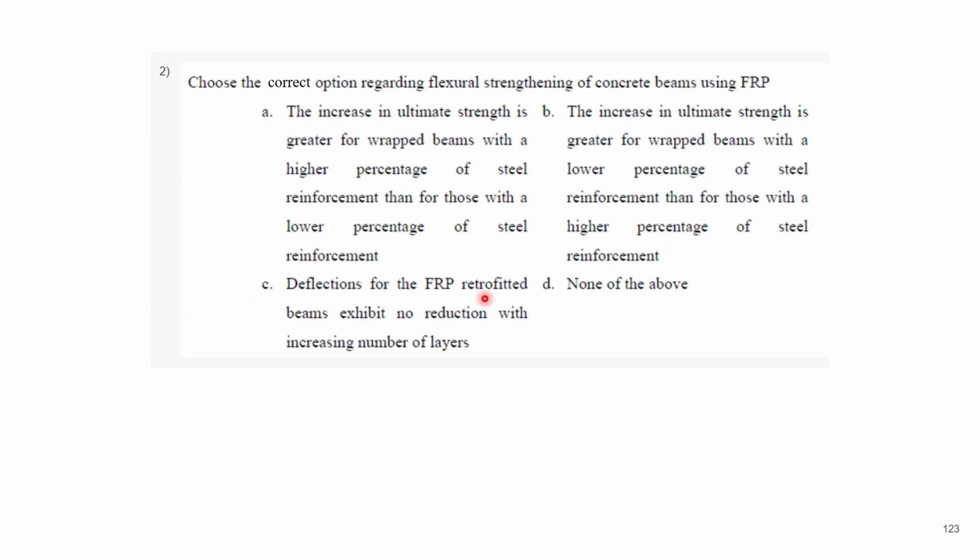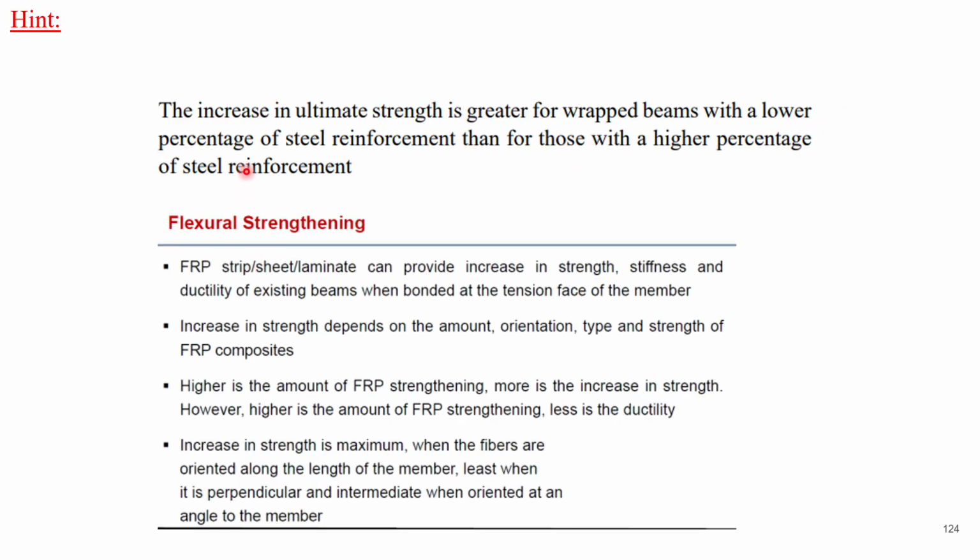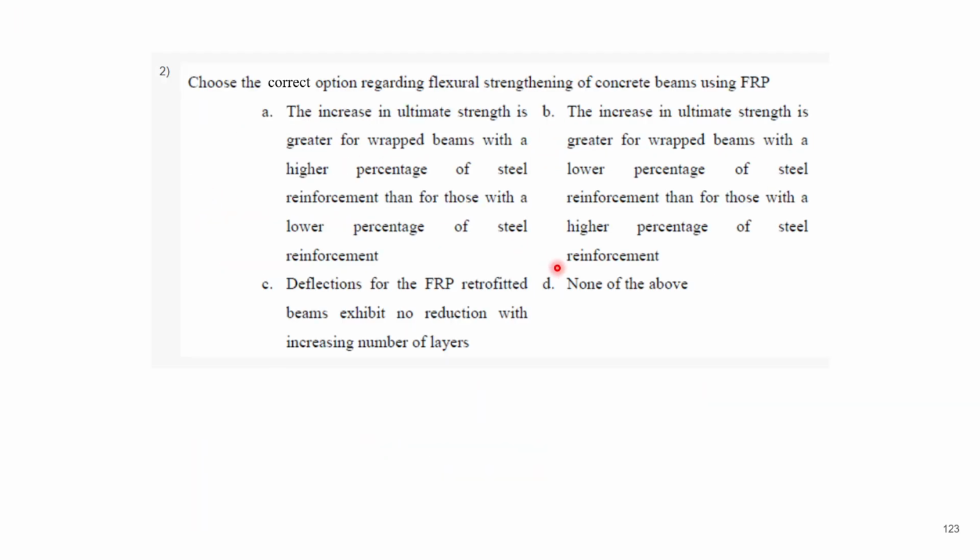C. Deflections for the FRP retrofitted beams exhibit no reduction with increasing number of layers. D. None of the above. So, which is the correct option? Okay, for flexural strengthening of concrete beams using FRP, if you remember, the increase in ultimate strength is greater for wrap beams with a lower percentage of steel reinforcement than for those with a higher percentage of steel reinforcement.